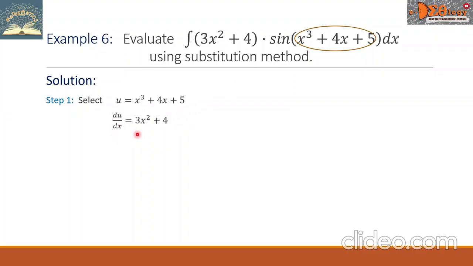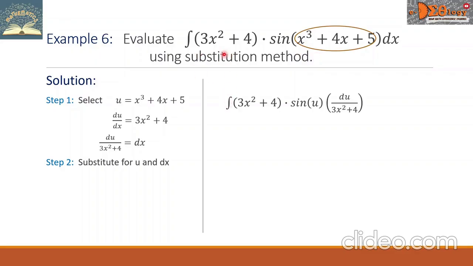So du over dx equals the derivative of x cubed, 3x squared. Derivative of plus 4x is plus 4. Derivative of plus 5 is 0. And then we want the value of dx. This dx comes to the right side, and the right side value comes as denominator. So dx equals du over 3x squared plus 4. Again, we say that the u and dx are important because in step 2, we're going to substitute for u and dx in the original problem.